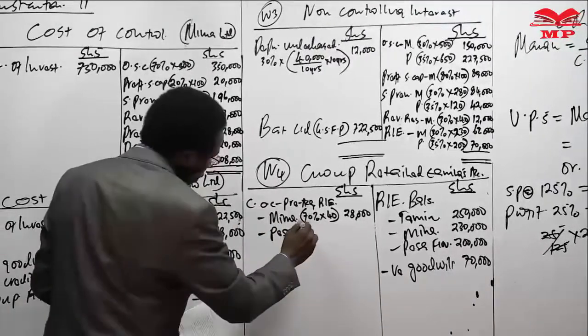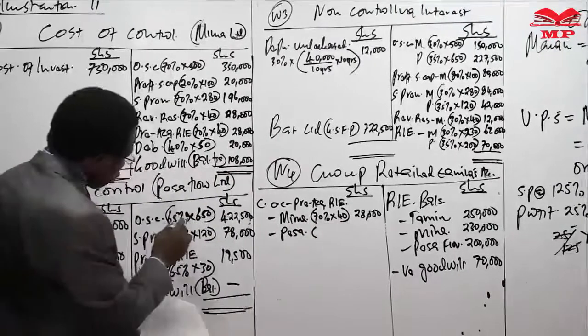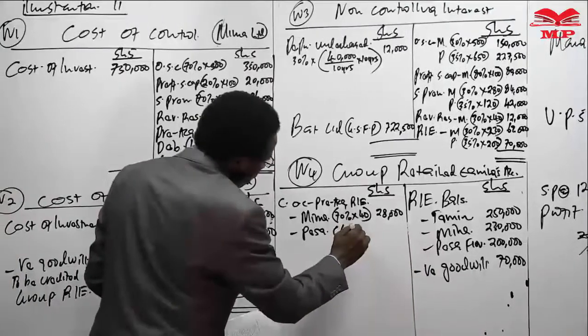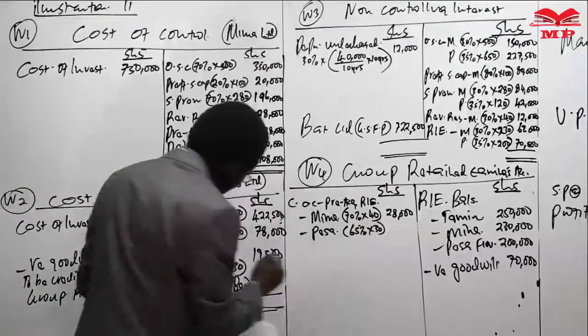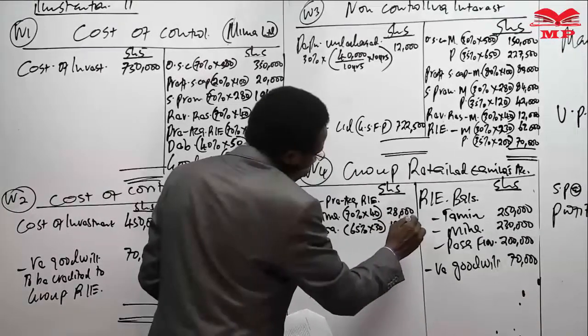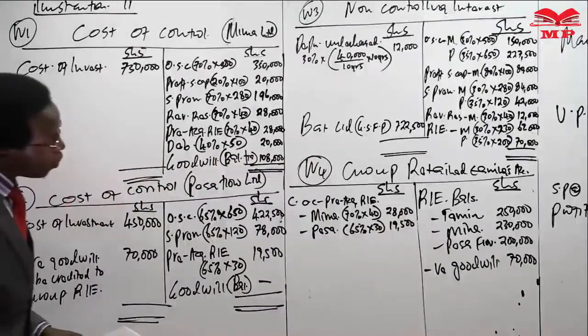We come to PESA Flow Limited. We have talked about the item already taken to the cost of control. That's the 65% of the 30. 65% of the 30 is 19,500, which we have already taken to the cost of control.